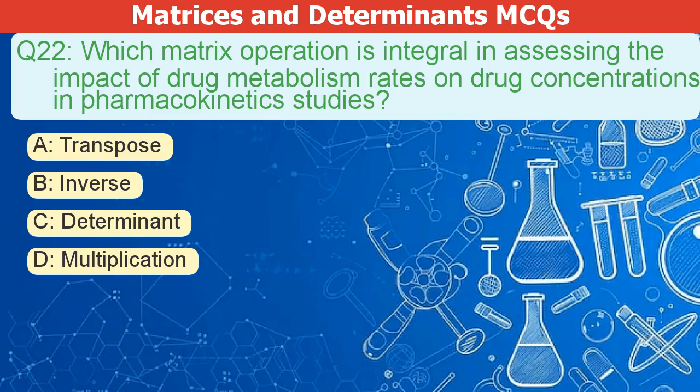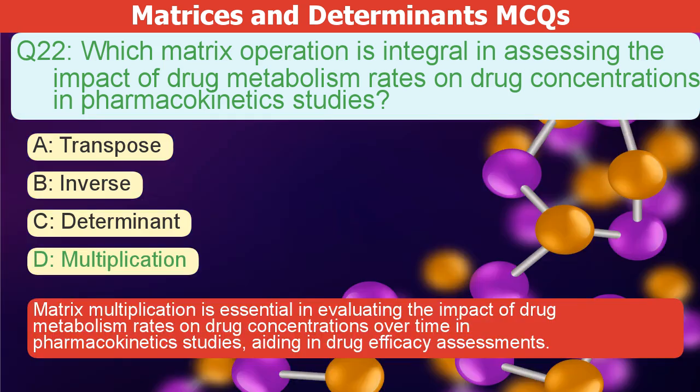Which matrix operation is key to figuring out how drug metabolism affects drug levels in pharmacokinetic studies? A. Transpose. B. Inverse. C. Determinant. D. Multiplication. The correct answer is D. Matrix multiplication is essential in evaluating the impact of drug metabolism rates on drug concentrations over time in pharmacokinetic studies, aiding in drug efficacy assessments.